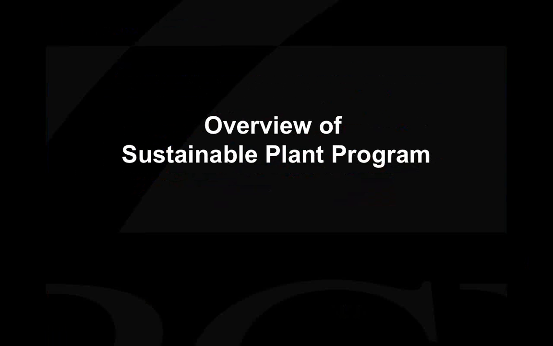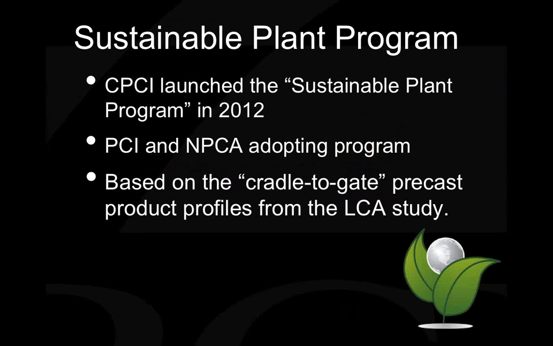So let's start with a real brief overview of the Sustainable Plant Program and how it originated. For your information, if you don't already know, the Sustainable Plant Program was launched by the Canadian Precast Concrete Institute in 2012. So that industry group has a couple of years of data that they've been collecting. They've got 10 or 12 different plants that participate. And so what they've done is they've taken the original version of the tracking tool, modified it to allow participation by PCI and NPCA, who's adopting the program. And really what that has done has transformed the program into the North American Precast Concrete Sustainable Plant Program that we're all familiar with.